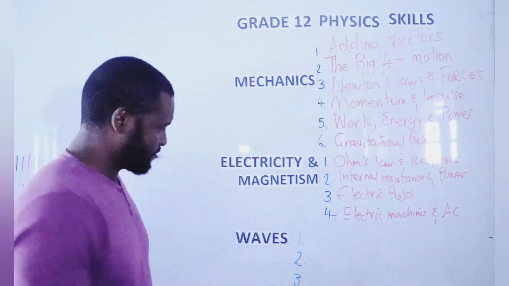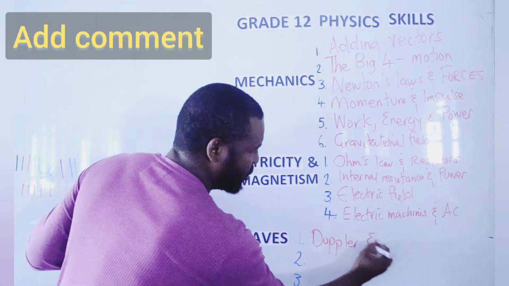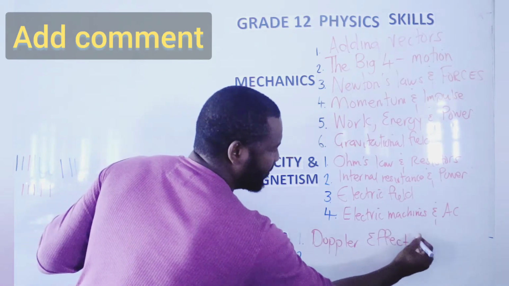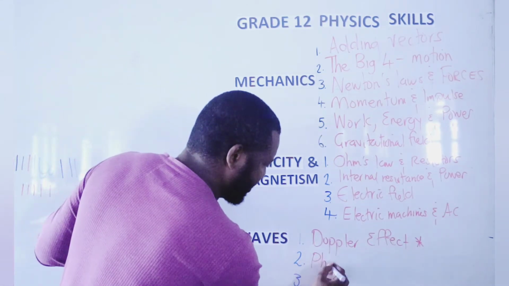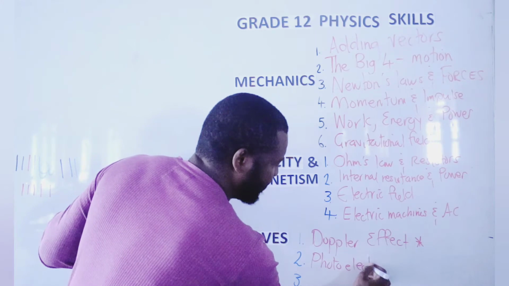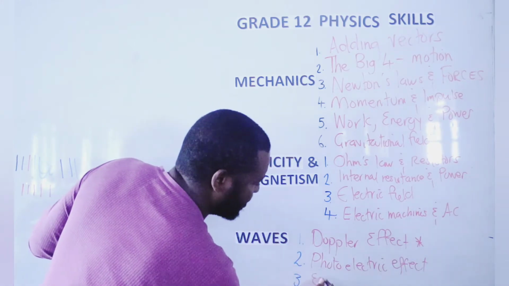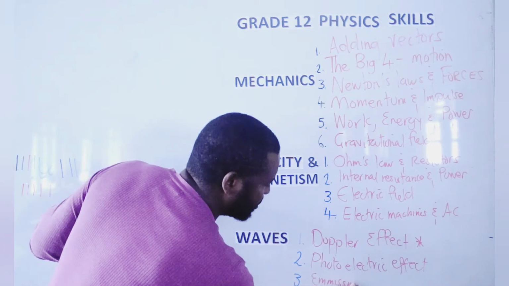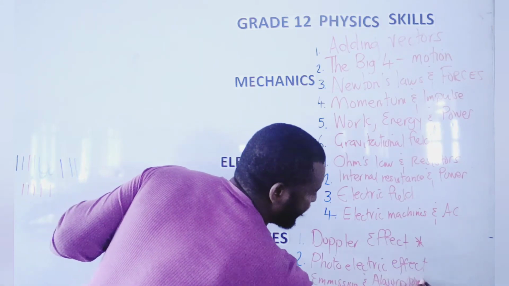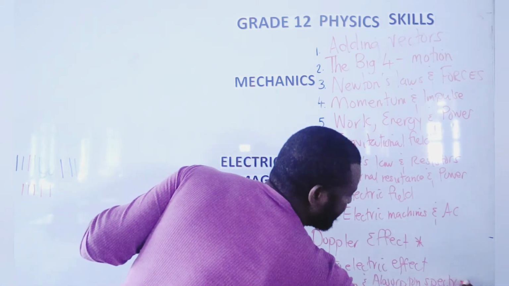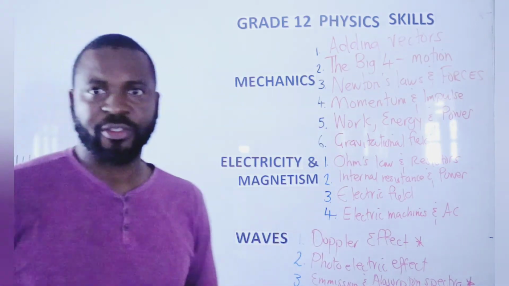Wave section, you have the Doppler effect. If you're doing the government paper, you need to know about the Doppler effect. If you're doing IEB, you don't need to know about the Doppler effect. Photoelectric effect, very simple section, depending on how you approach it. Then emission and absorption spectrum. If you're in IEB again, there's a slight difference because you need to do a few calculations.